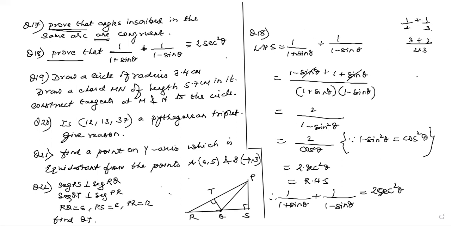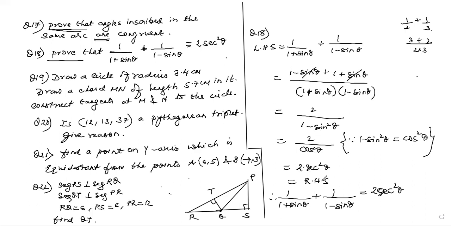The same thing here, the denominators will get multiplied. 1 plus sine theta into 1 minus sine theta, and here cross multiplication. 1 into 1 minus sine theta is 1 minus sine theta, plus 1 into 1 plus sine theta is 1 plus sine theta. So you can see here, minus sine theta plus sine theta gets cancelled. 2 upon, this is a plus b into a minus b, a square minus b square. I can write it as 1 square minus sine square theta. According to the identity, 1 minus sine square theta is cos square theta. So it will become 2 upon cos square theta. 2 into 1 upon cos square theta, and 1 upon cos square theta is sec square theta.